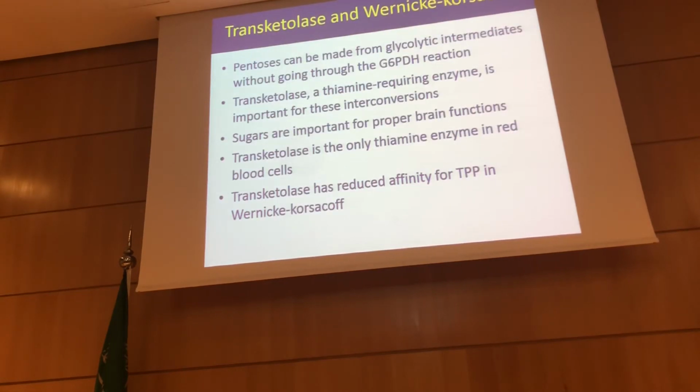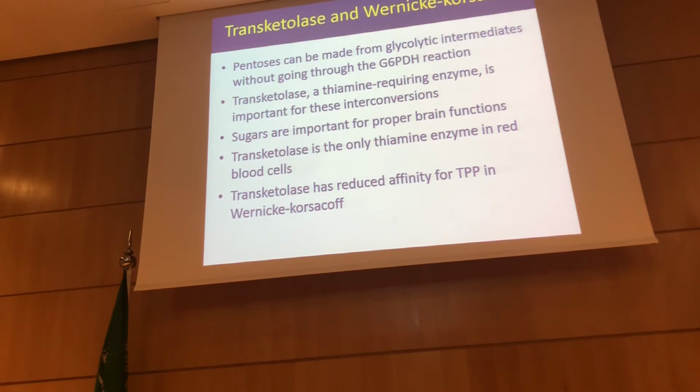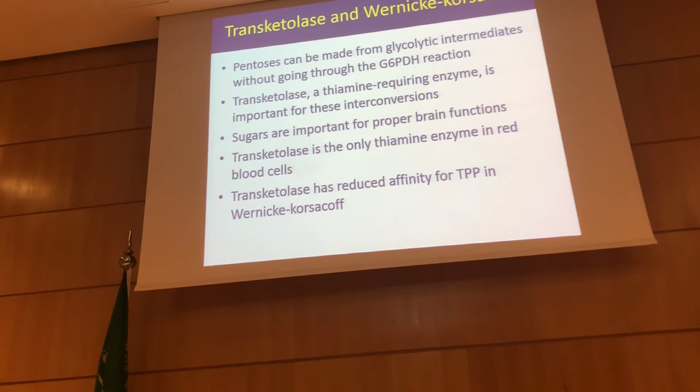So we said that pentoses can be made from the glycolytic intermediates without going through the glucose 6-phosphate dehydrogenase reaction, as I showed you in the previous slide. So transketolase is an enzyme that requires thiamine pyrophosphate as a coenzyme. Sugars, we know that they are important for the brain. So transketolase is the only thiamine enzyme in RBC.